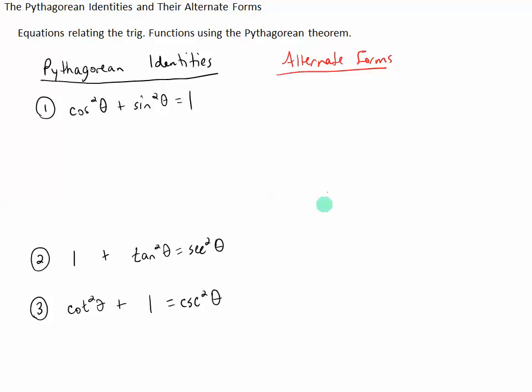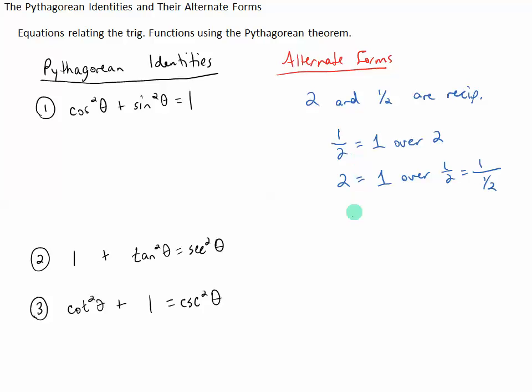Before we do that, I need to show you a little bit about reciprocals. First of all, let's look at 2 and 1/2. Of course, they are reciprocals. So what does that mean mathematically? Well, the obvious one is 1/2 equals 1 over 2, the reciprocal of 2. Similarly, 2 equals 1 over 1/2, or 1 divided by 1/2. So the relationship between reciprocals is that one number equals 1 over the other number.